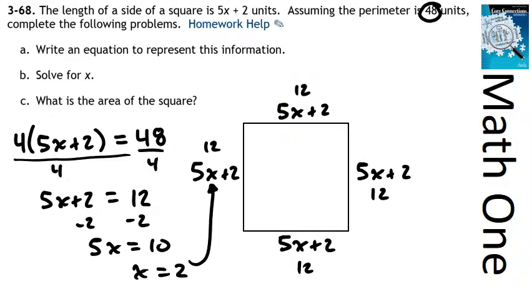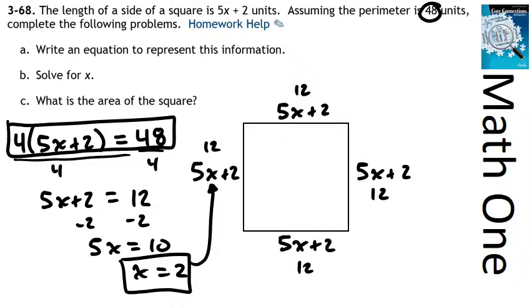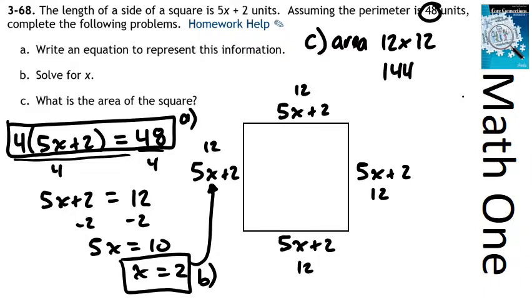So I guess this is my answer for, let's see, this is the equation. That's the answer for A. This is the answer for B. And then for C, the area would equal 12 times 12 units, which is 144. And they don't tell me what the units are, so I'll just say units squared.